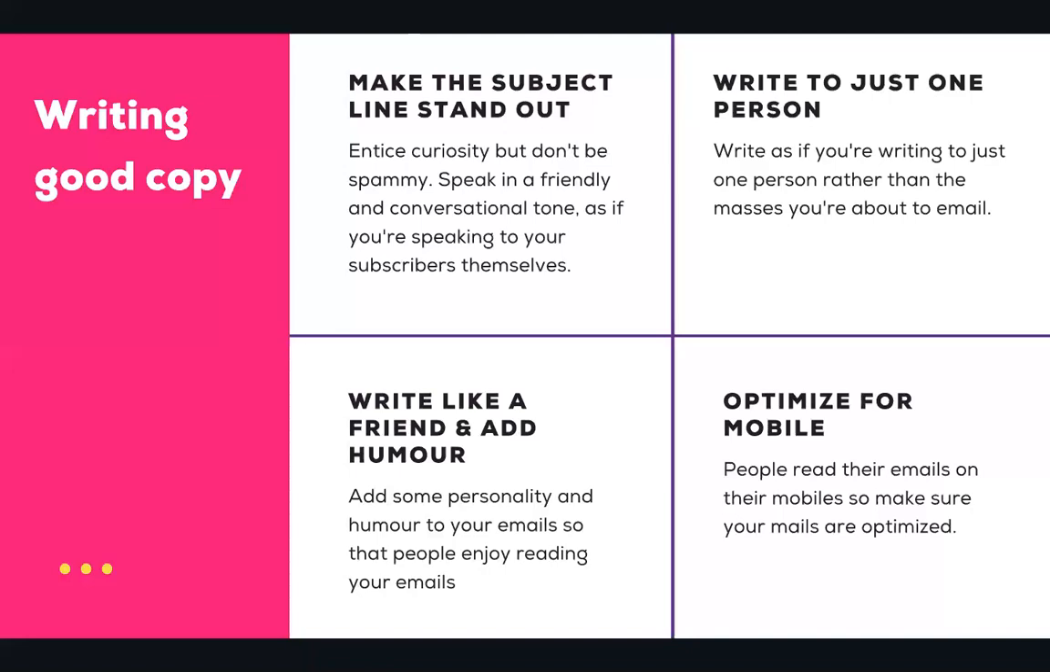Write like a friend and add humor. When you're writing emails, try and make sure that you add a bit of personality to them. People get so many emails sent to them that they're only going to open the funny ones. You need to make sure that they stand out and that people enjoy reading your emails. And finally, make sure that you optimize for mobile. If you're using an email software provider a bit like MailChimp, it's done automatically. But if your software doesn't have that option, make sure that your emails show up on mobile, because that's where lots of people read their emails from.